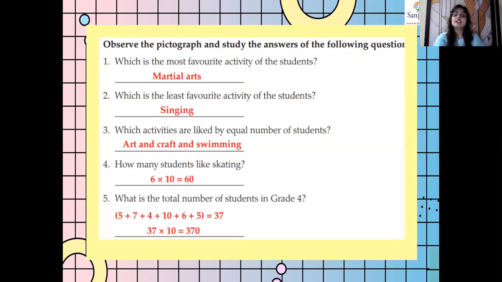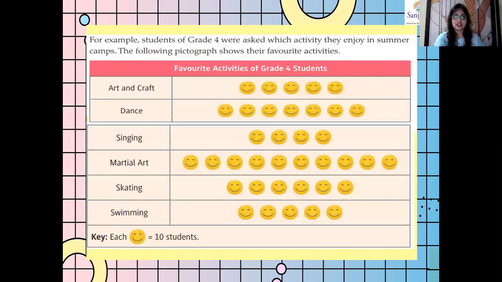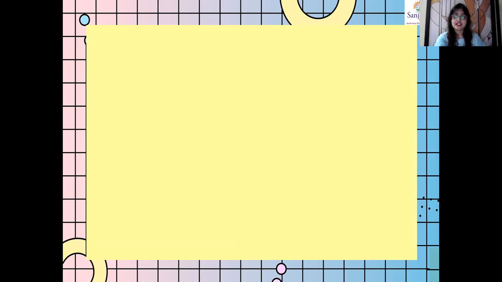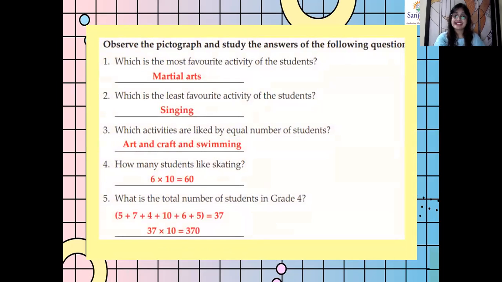Okay. How many students like skating? Skating, look at this. How many smileys are there? 6. So 6 into 10 is 60 students. What is the total number of students in grade 4? How do we find this?